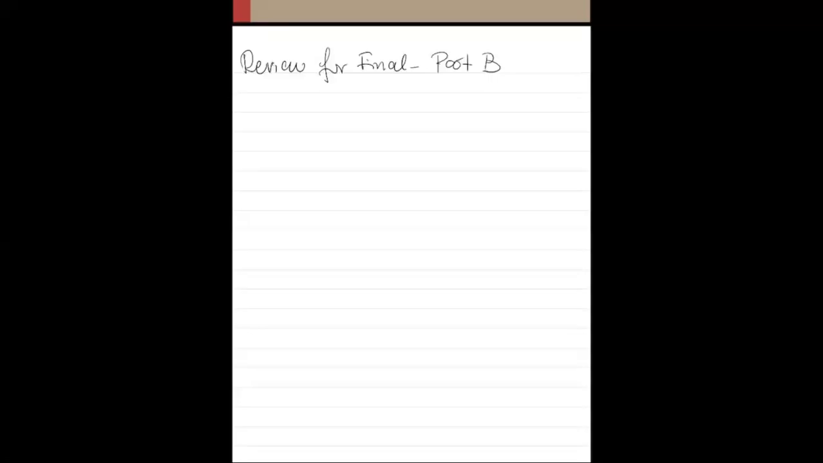This is part B for the review for final. We're going to continue with chapter 4, 4.1 area between curves. So a picture here of a function f from a to b.